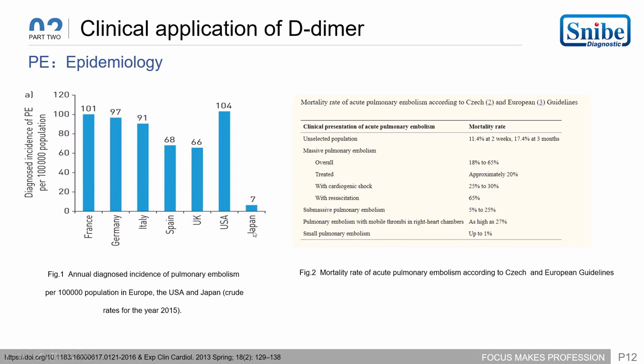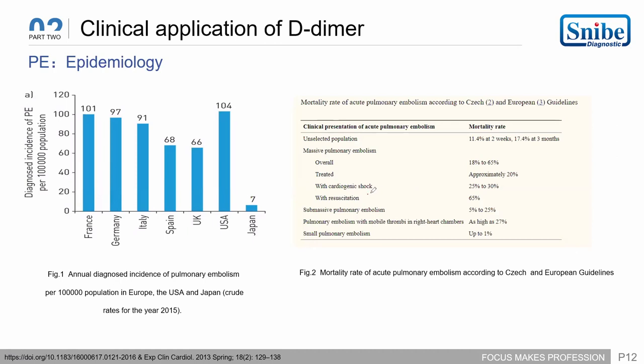The mortality rate of acute pulmonary embolism, according to the European guidelines, is listed here by clinical presentation of acute pulmonary embolism. The mortality rate in the unselected population is 11.4% at 2 weeks and 17% at 3 months. For massive pulmonary embolism overall it is 18 to 65%, and for the treated it is approximately a 20% mortality rate.